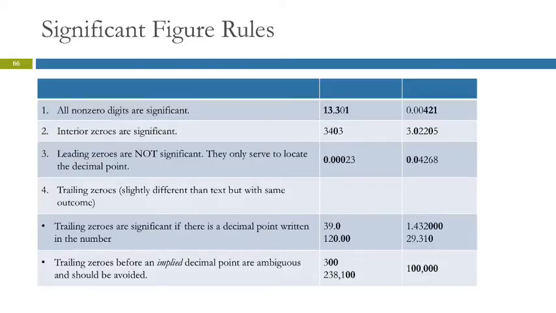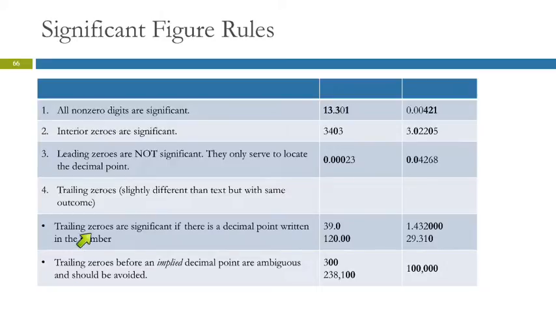Trailing zeros. Now, the description I'm giving you here is a little bit different than how the book explains it, but it's going to give you the same result. So pick one. If you like the book's method, go for it. This makes more sense to me, and so it's easier for me to explain. It seems to work for students. So those trailing zeros. Sometimes they're significant and sometimes they aren't. And whether they're significant or not has to do with the presence or absence of a decimal point.